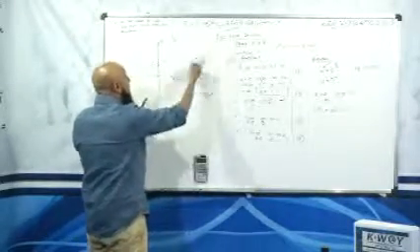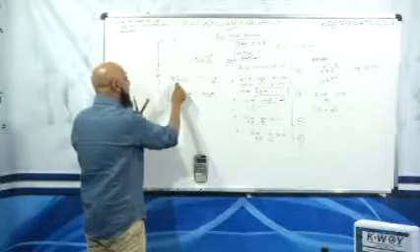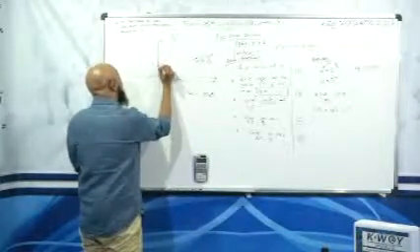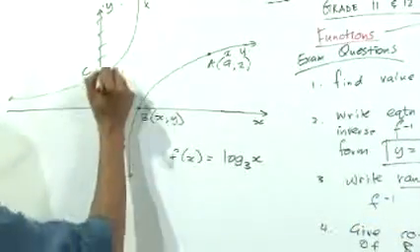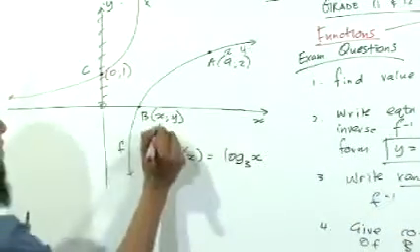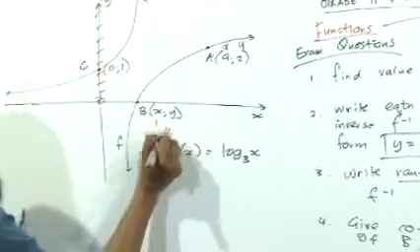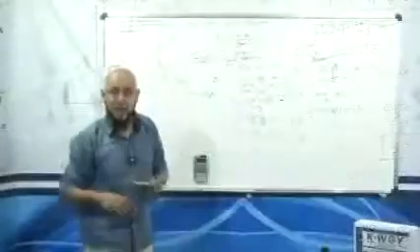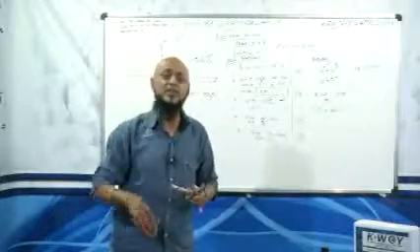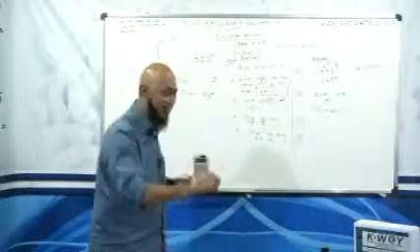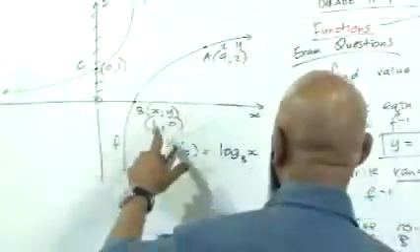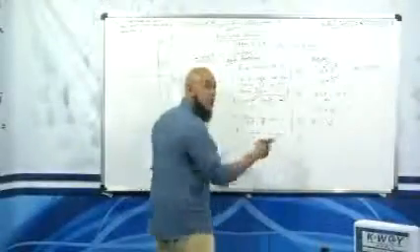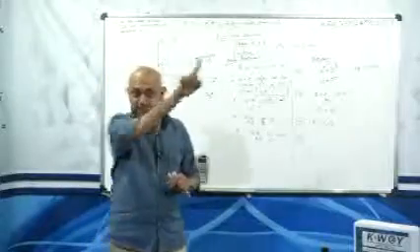All log graphs have only one x-intercept. All exponential graphs have only one y-intercept. So we already know that this is 0 on my x, 1 on my y. So if this is the inverse, this must be 1 on my x, 0 on my y. They won't ask you why. They will never ask you why, because they know you know why.